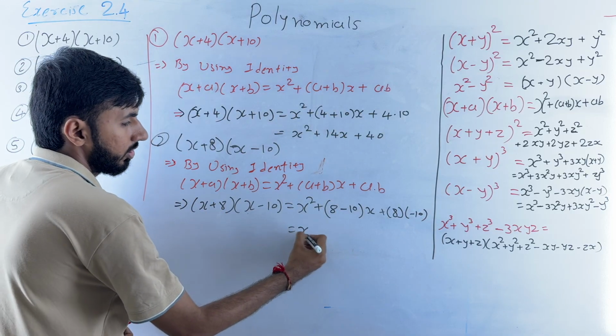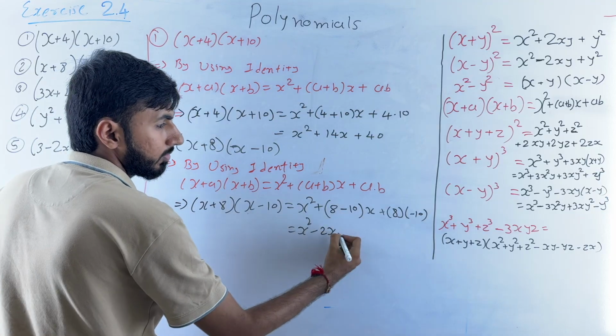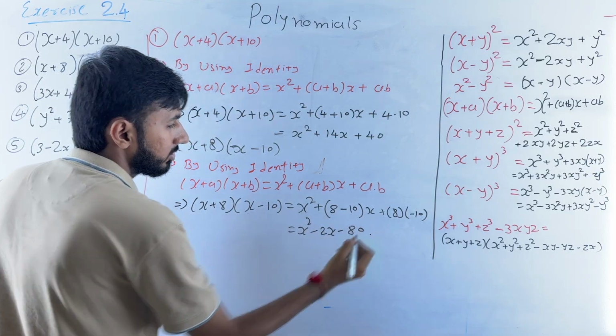Now my answer will be x square, 8 minus 10 will be minus 2x, 8 multiply minus 10 will be minus 80. This is my answer, right?